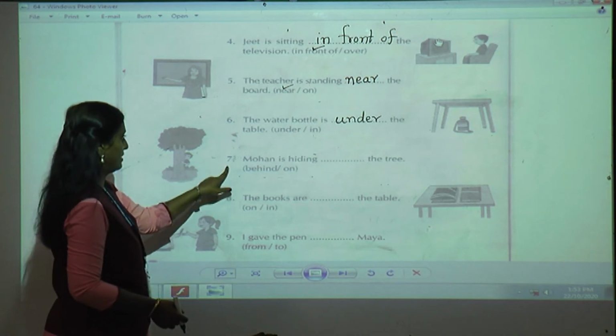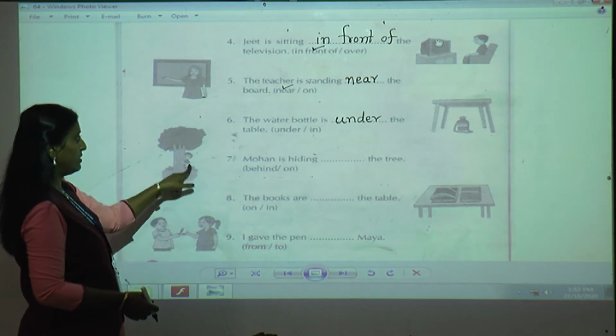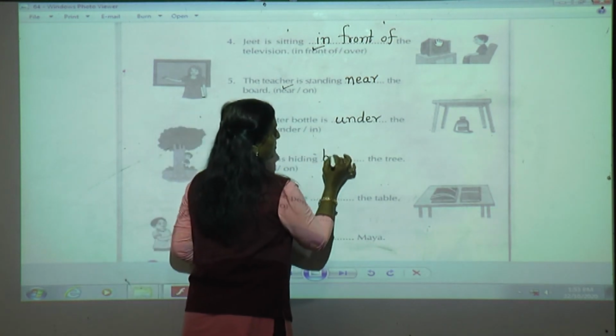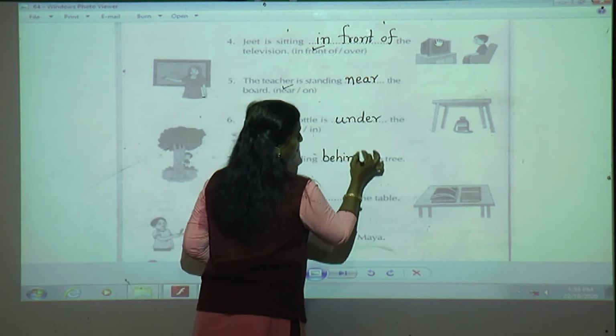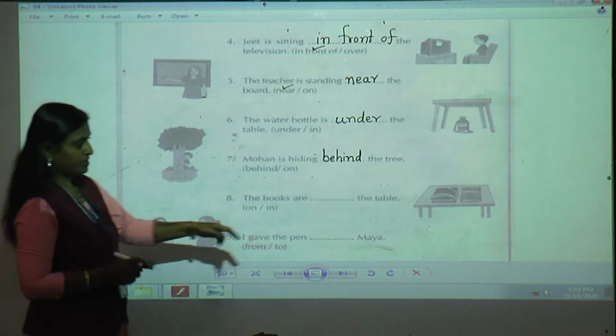Now here you can see tree, you can see one boy. Yes, so 7th, Mohan is hiding. Can you see here Mohan is hiding? Yes, on the tree or he is behind? Yes, he is behind the tree. So which is the preposition? Correct preposition? Behind.